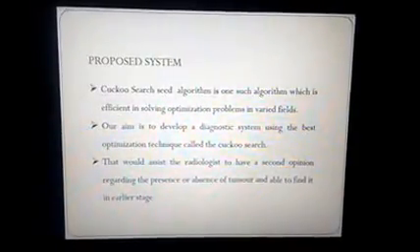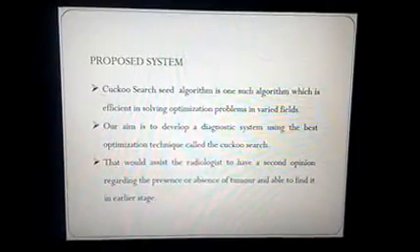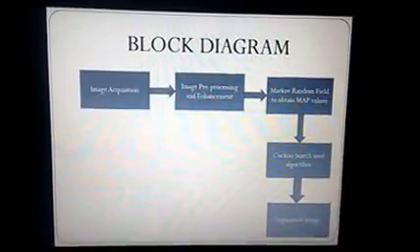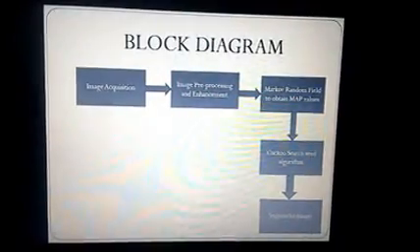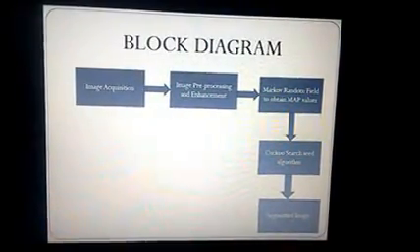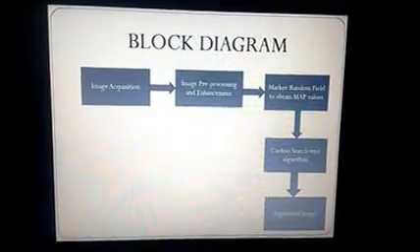In the proposed system, we applied the cuckoo search algorithm, and our aim is to diagnose using the best optimization technique. So we use an optimization technique called cuckoo search. The block diagram is shown here. Image acquisition is the first step, and image pre-processing and enhancement is the second. Third, Markov random field to obtain the map values, and the fourth is cuckoo search, which is the working model of our project. And the fifth is the segmented image.